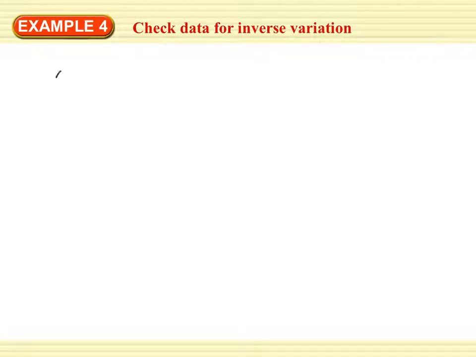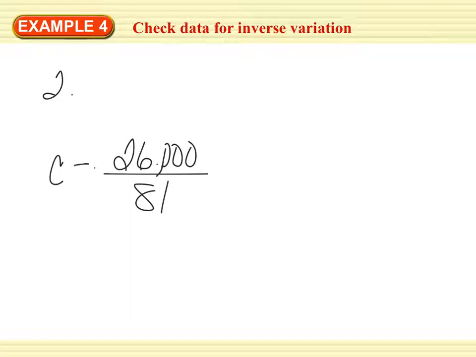Okay, step 2. Make a prediction: the number of chips per wafer for a chip with an area of 81 square millimeters. So we have 26,000 over 81. The number of chips we would get is about 321 chips.